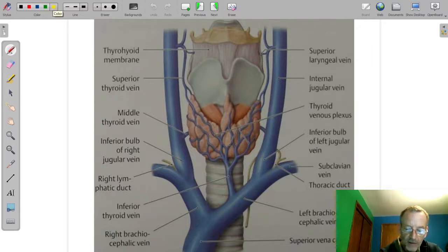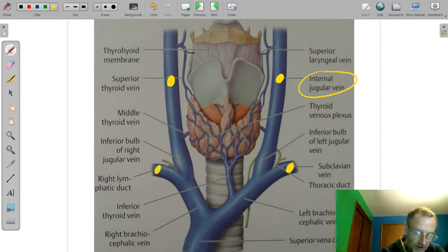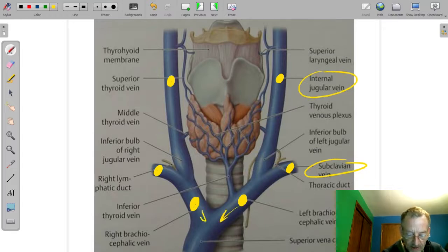So you should be able to look at a figure like this and rather quickly identify these veins. These are the large ones. So we have a right and a left. The internal jugular vein merges with the subclavian veins, right and left. Those two merge and they form, right and left, brachiocephalic veins, which then merge and they form the superior vena cava, which goes back to the right atrium. So that shouldn't be any trouble.